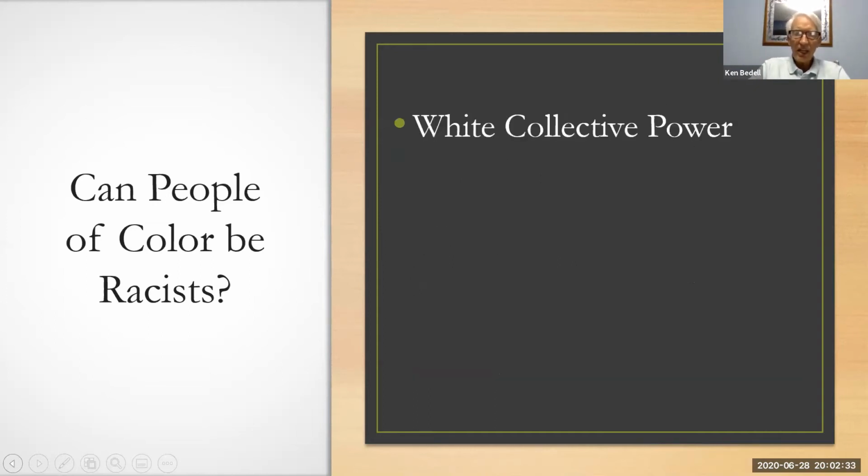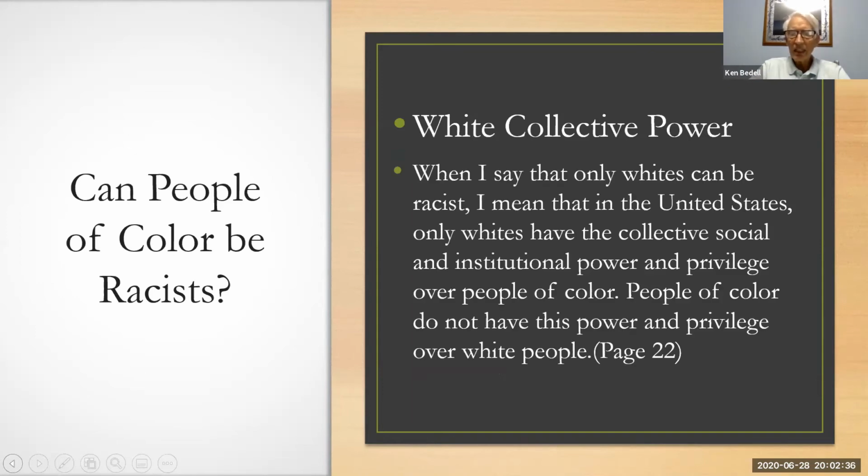And then she goes on to say, when I say that only whites can be racist, so this is the answer, can people of color be racist? I mean that in the United States, only whites have the collective social and institutional power and privilege over people of color. People of color do not have this power and privilege over white people. I go on to add that white people use their power to define what it is to be black, to define the negative stereotypes and to determine what those are.